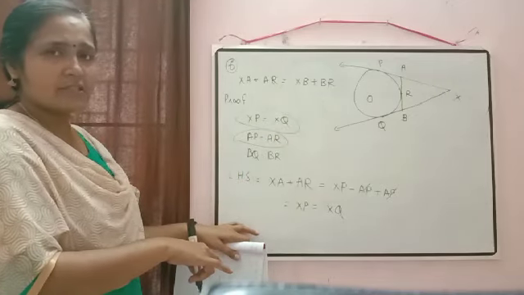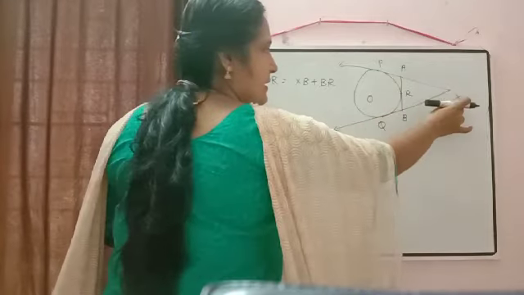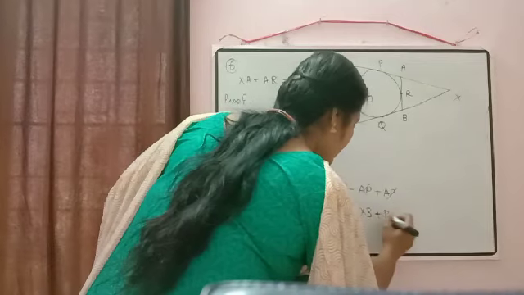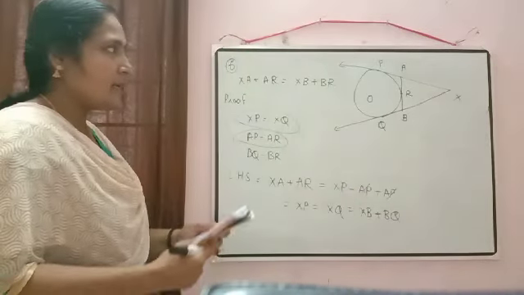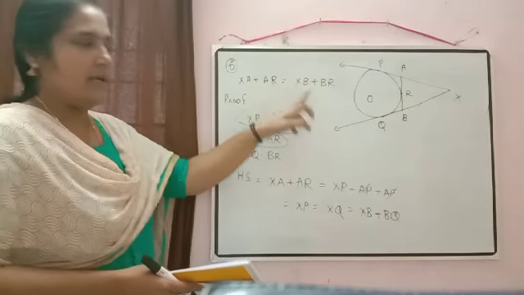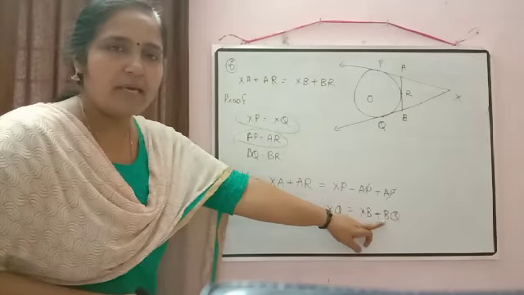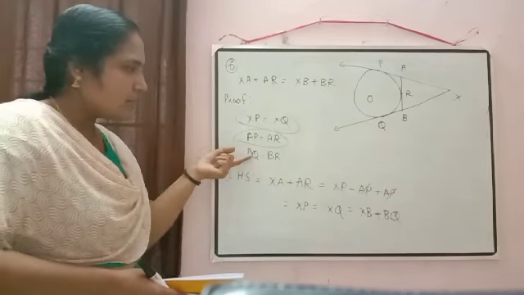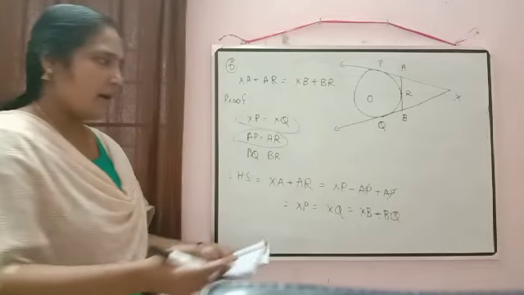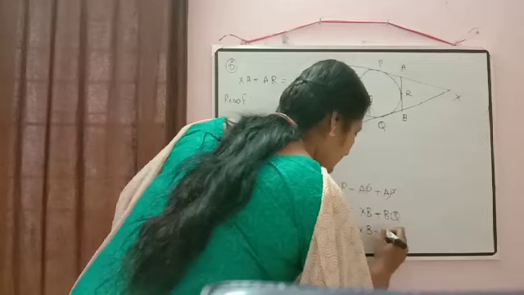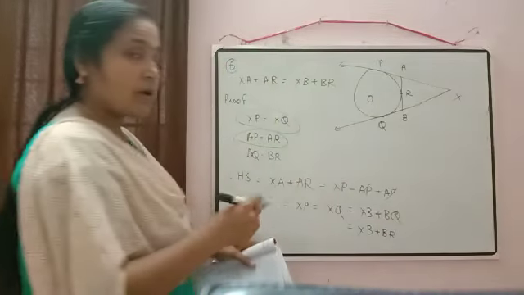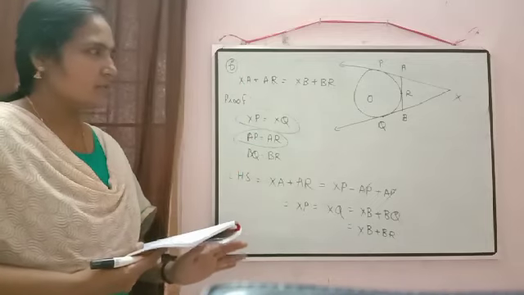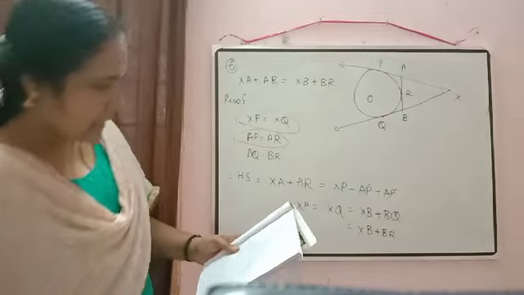Now how can we rewrite XQ? XQ can be written as XB plus BQ. So we wrote it that way, XB plus BQ. Now check in the question what we want in the right hand side. XB we want, but BQ we don't want. In place of BQ, we want BR. Can we write BQ is equal to BR? Yes, because we wrote here BQ is equal to BR. So in place of BQ, we'll write BR. You have to use the property according to what you need in the proof. So our proof is over. I think this question is clear.